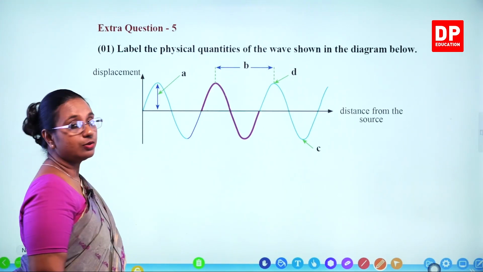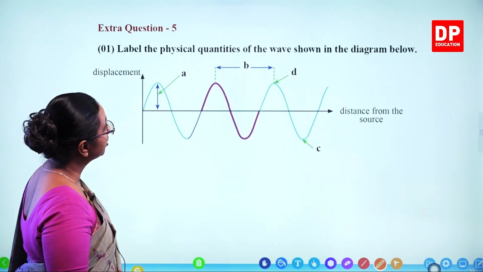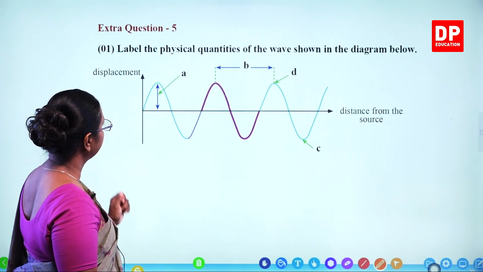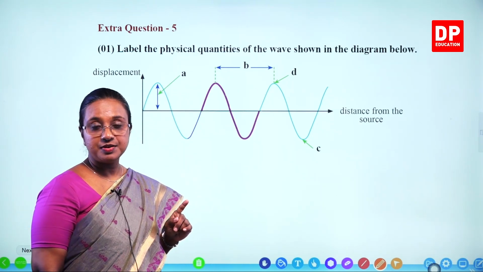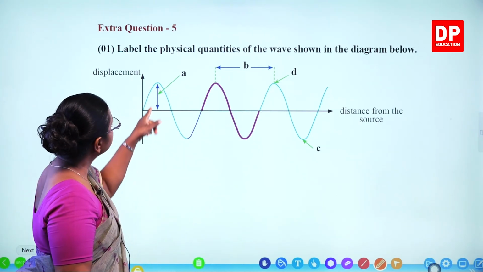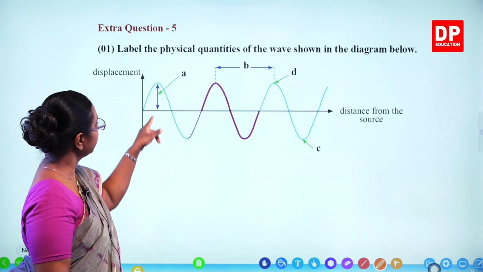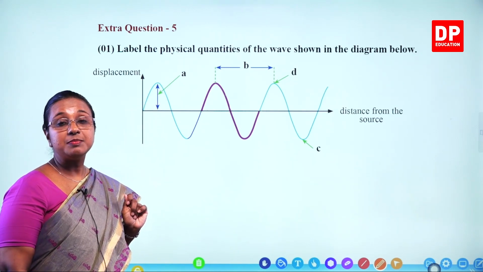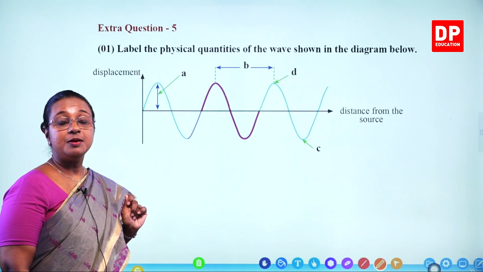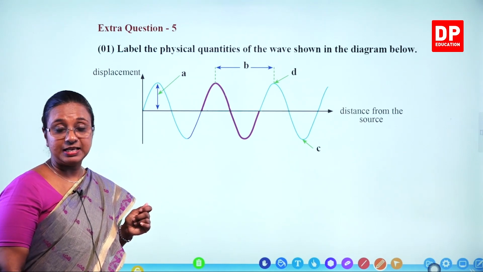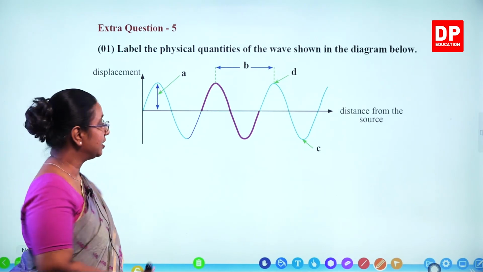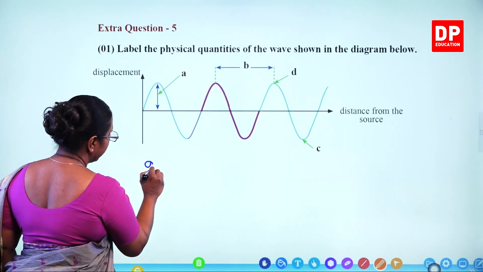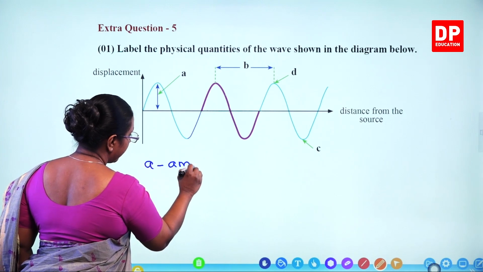Label the physical quantities of the wave shown in the diagram below. Here they have given different physical quantities. What is A? You can see it is the maximum displacement shown by the particles of the medium. And what do we call it? It is the amplitude of the wave. So A is amplitude.